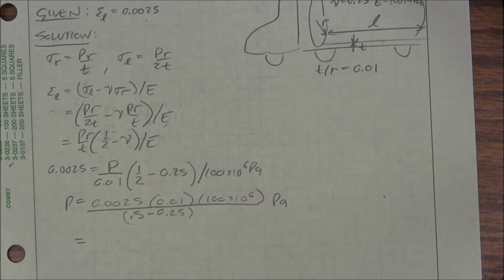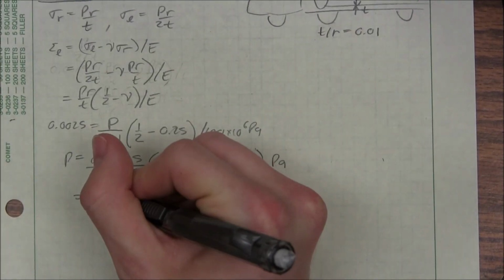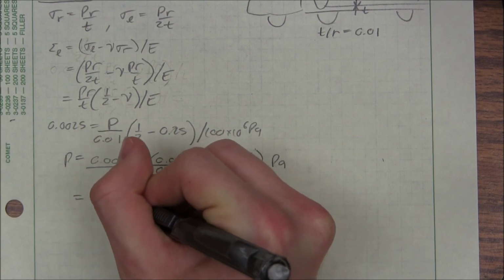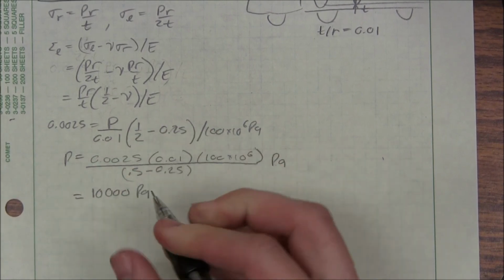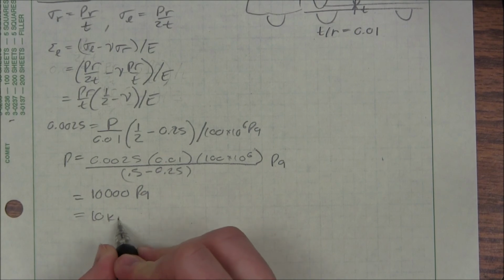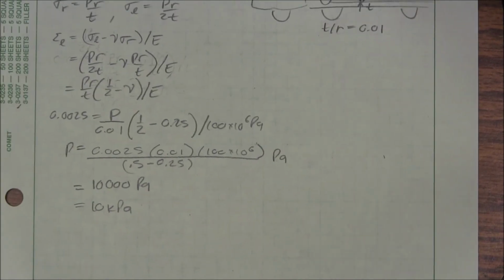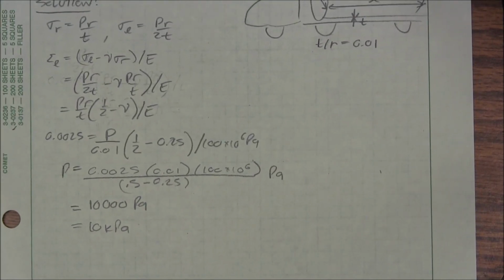Alright, let's put this in the calculator. And that gives me 10,000 pascals or 10 kilopascals, which is reasonable. And that concludes that problem.